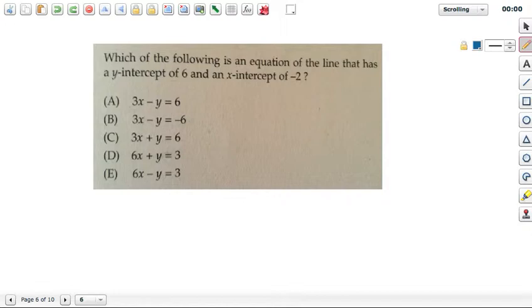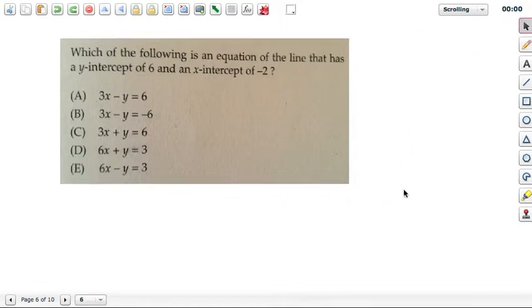This is question number 6. Pause your video and try this. Alright, let's go ahead and look at this question. Which of the following is an equation of the line that has y-intercept of 6 and x-intercept of -2? So let's go ahead and write down our y-intercept. Y-intercept of 6 is basically x is 0 and y is 6, and x-intercept of -2 is y is 0 and x is -2. Let's go ahead and figure out x and y intercept of each one of these equations.